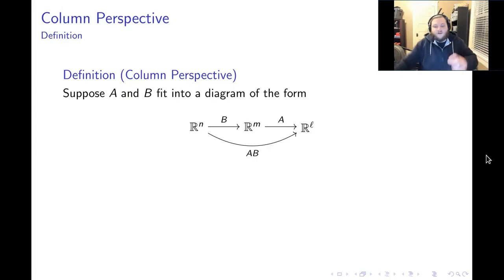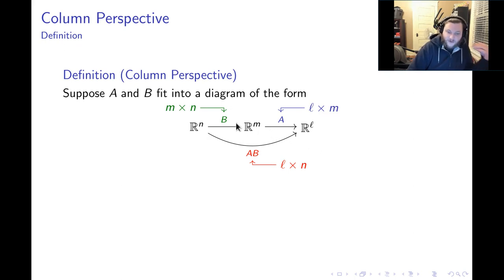So now that we understand when we're allowed to multiply two matrices together and what we're supposed to produce when we multiply two matrices together, let's see how to actually do it. So remember, in order to multiply two matrices together, we have to be in a situation where those matrices fit into a diagram that looks like this.